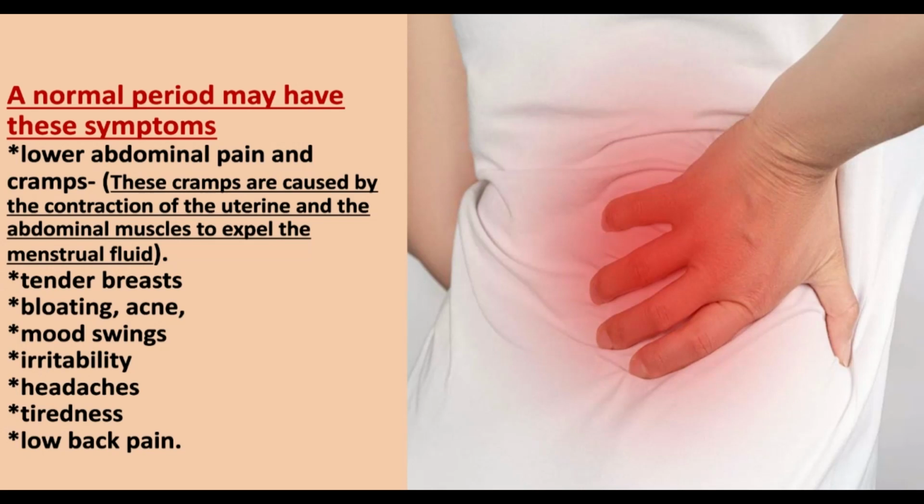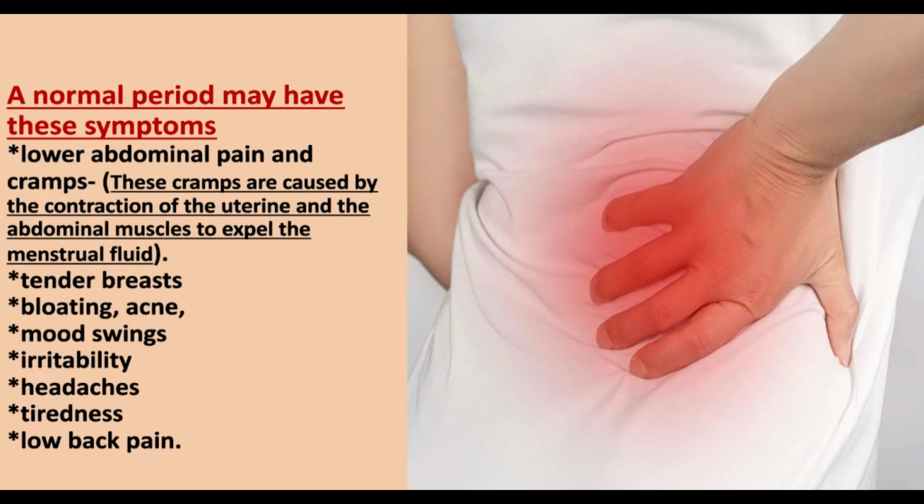A normal period may have these symptoms: low abdominal pain and cramps, tender breasts, bloating, acne, mood swings, irritability, headaches, tiredness, low back pain. Some months your breasts may feel tender when you have your period. Other months you may notice bloating around your abdomen or mood swings.